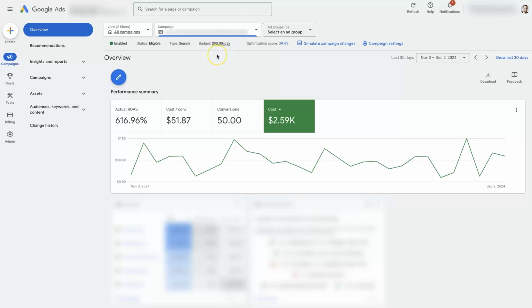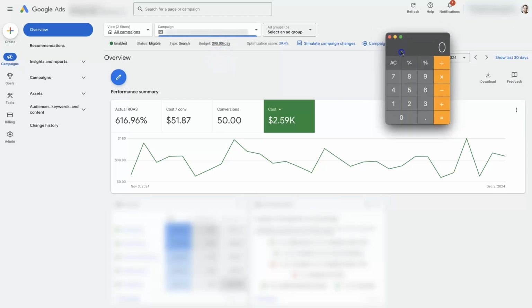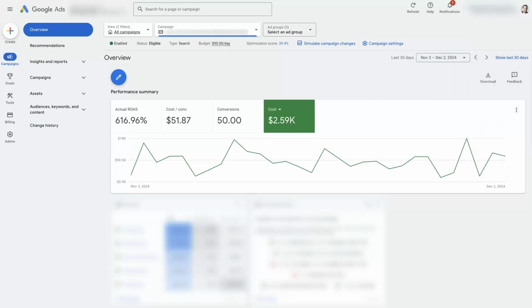So it takes that amount, so $90 a day, multiplies it by 30.3, which if we do the math on that, 90 times 30.3 is going to be $2,727. And if we hover over this, it's saying it won't spend more than $2,736. So that's actually just a little bit higher, right? And so it might spend a lot one day and very little the next day, but over the span of 30 days, it should get really close to this amount right here.